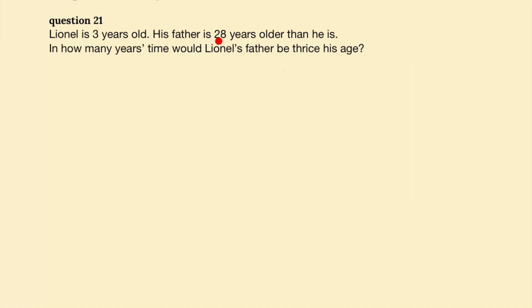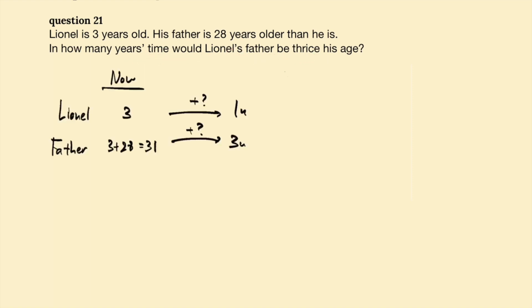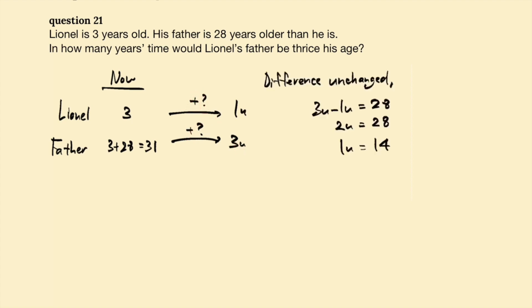Lionel is 3 years old. His father is 28 years older than he is, so the age difference is 28. In how many years' time, in the future, would Lionel's father be 3 times his age? Okay, so the diagram looks like this, currently 3. Now, 28 is older, well, currently the father's 31, right? In a mysterious number of years in the future, there will be 3 units here and 1 unit here, but the age difference will remain as 28.